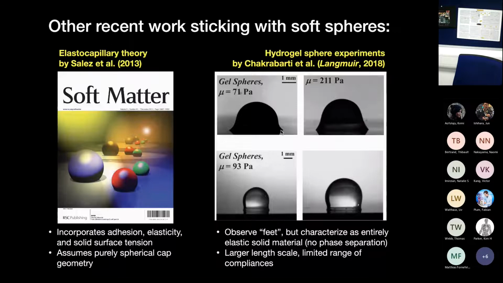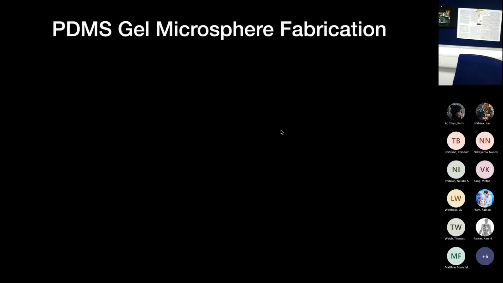And so with that in mind, and also with all of our previous work looking at elastocapillary adhesion and thinking about phase separation adhesion, we set out to do some experiments to see what would happen if we made very soft gel spheres and adhered them to things. And so this is how we make them.